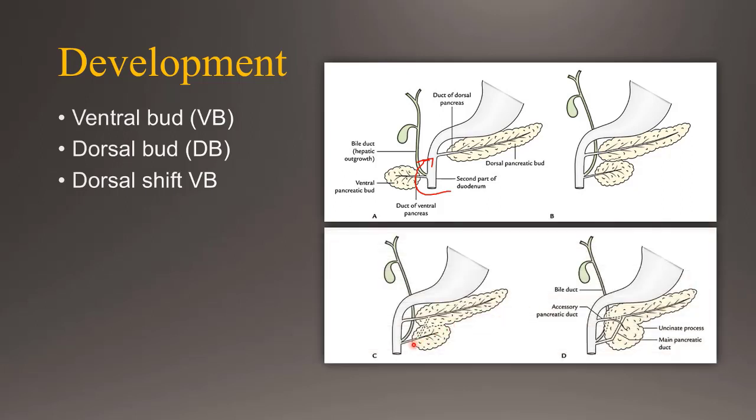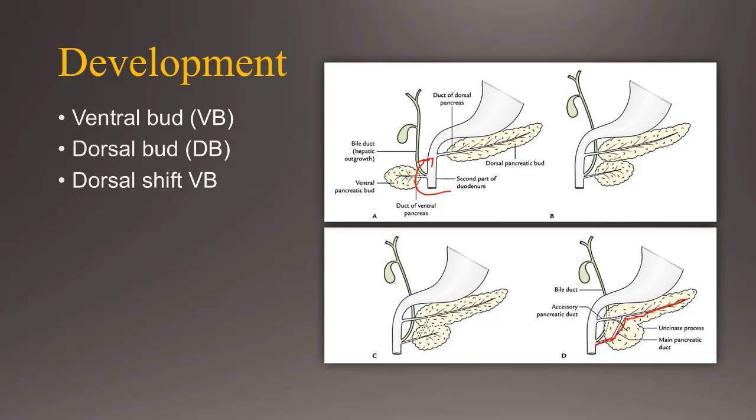Gradually, the duct system will differ in their alignment. That is, the communication exists between ducts of dorsal bud and ventral bud. Finally, the main duct remains like this. The distal part of the dorsal bud, the proximal part of the ventral bud, and the communication. So this becomes main duct of the pancreas.